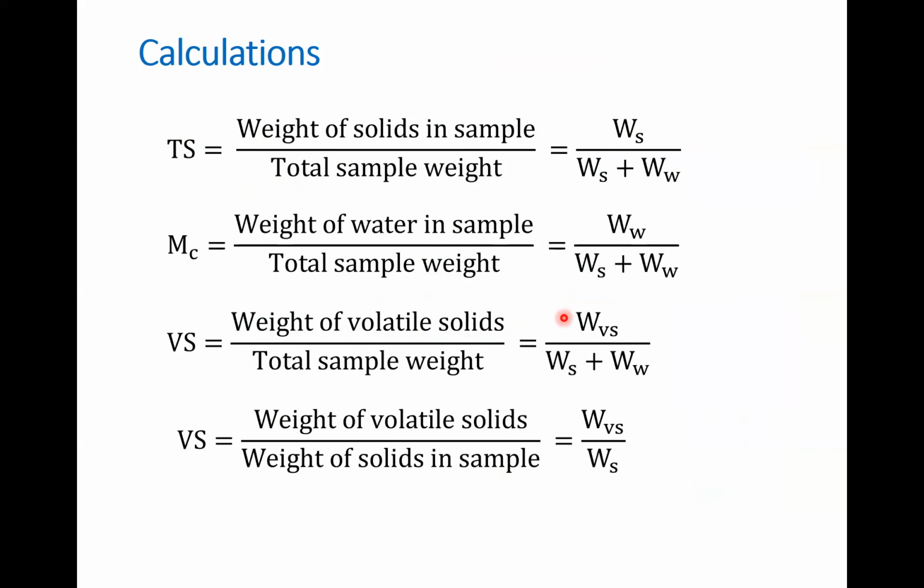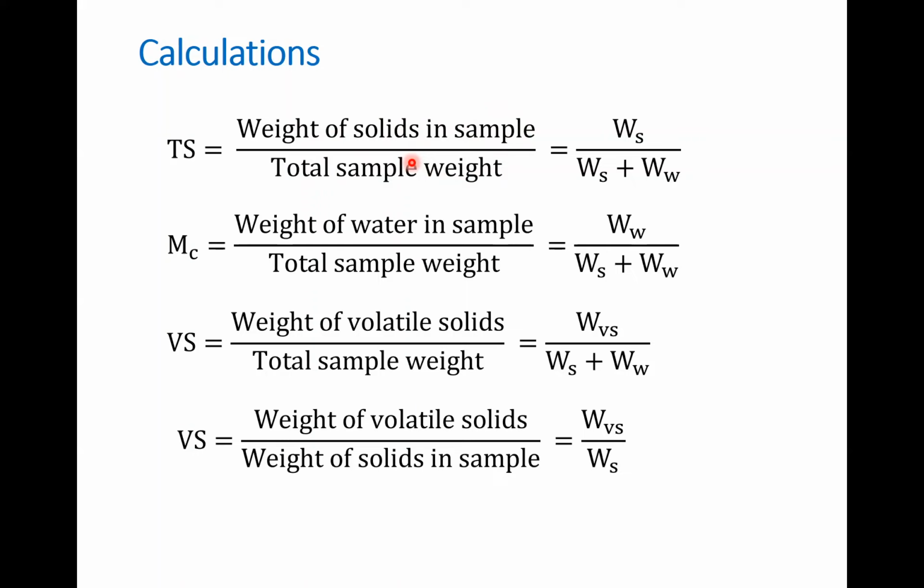Again, very simple calculations. The total solid is the weight of the solid material in the sample divided by the total sample weight. The weight of the solid in the sample can be determined after drying, and is divided by the total sample that you used in the dish or crucibles. Most of the time, the standard method states that you have to take enough sample to produce something like 200 milligrams of solids. This is basically for wastewater samples.